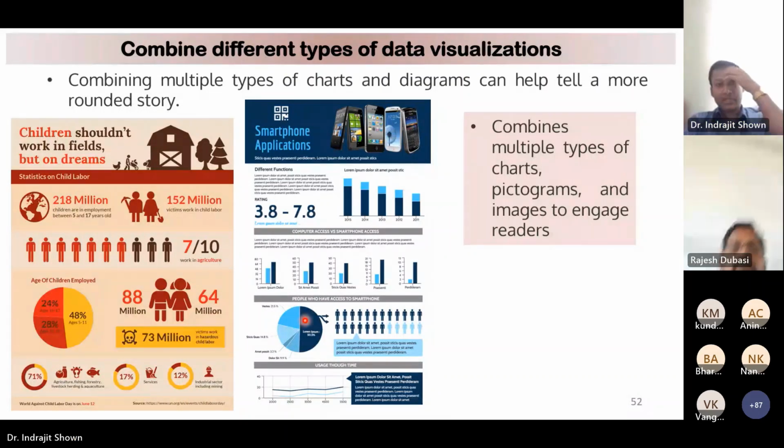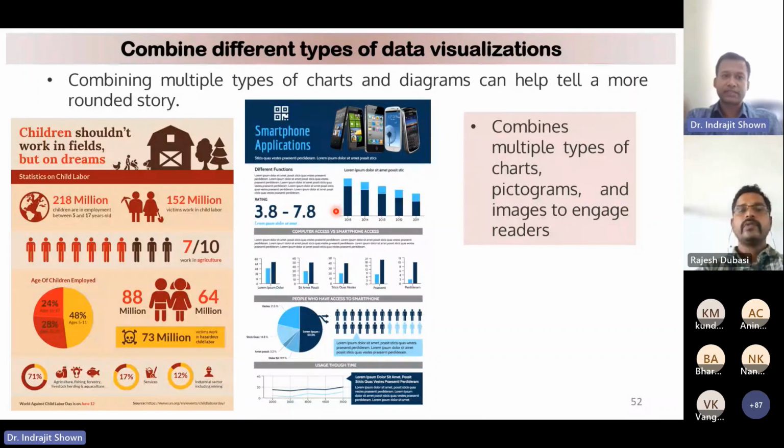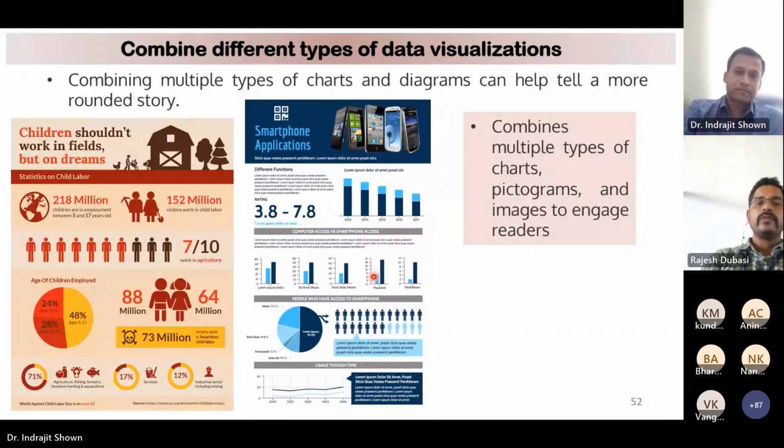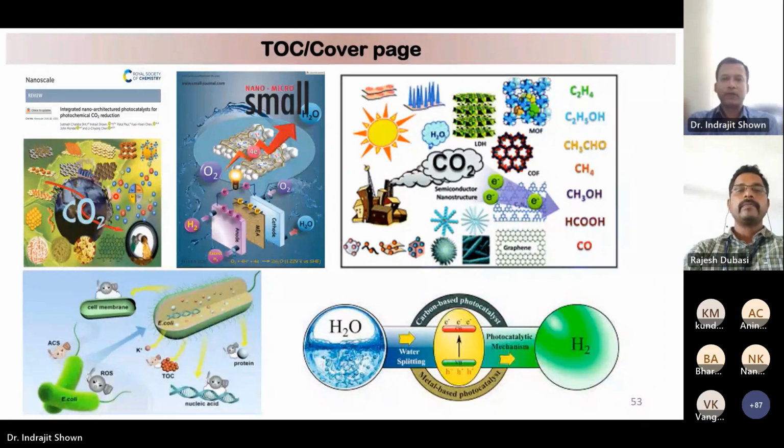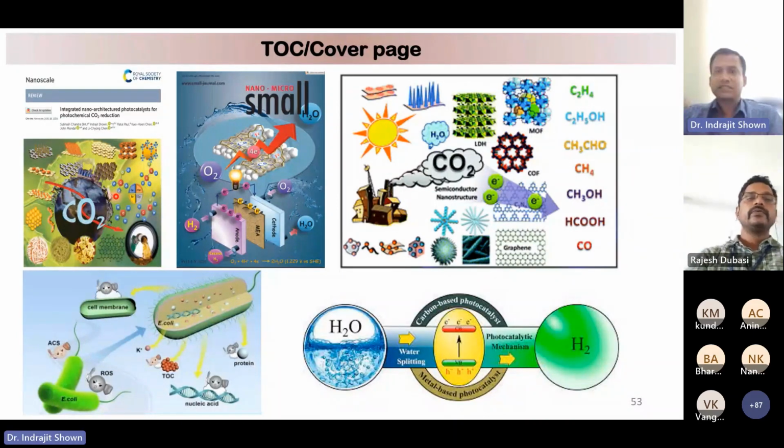Even this one is combining multiple types of chart, this smartphone application. And this is also more or less like a poster type of thing, and it will visualize easily. Like some of the TOC, table of content, because how can you make a table of content? Basically, it will represent the whole manuscript in one single figure. First you have to understand the things, and you can make them in a layman's way.